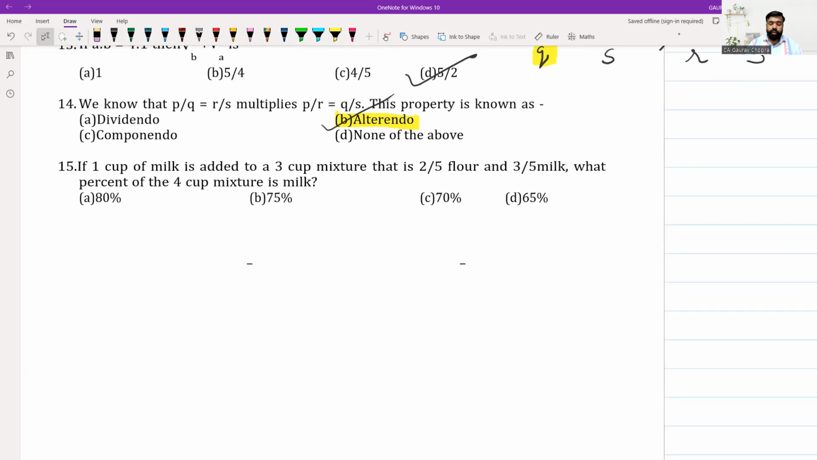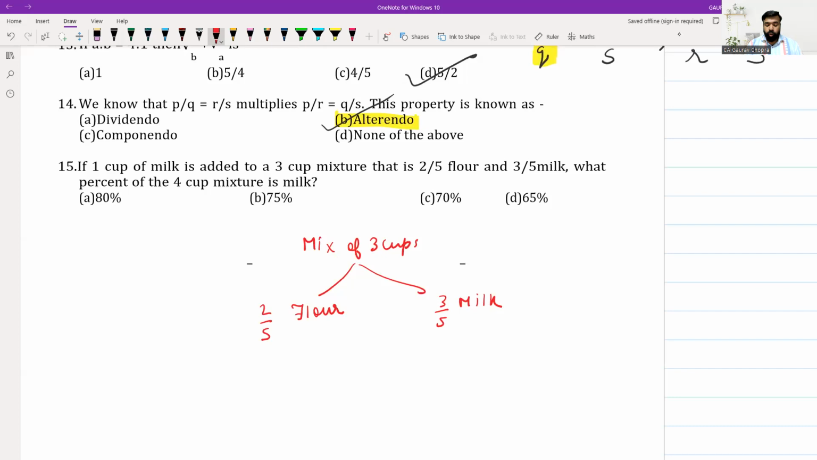See, at present, what is the condition? There is a mixture of 3 cups. 3 cups mixture is there. Now, of these cups, how much is the flour? Flour is 2/5. And what about the milk? Milk is 3/5.